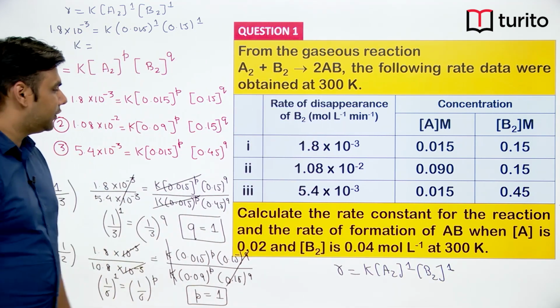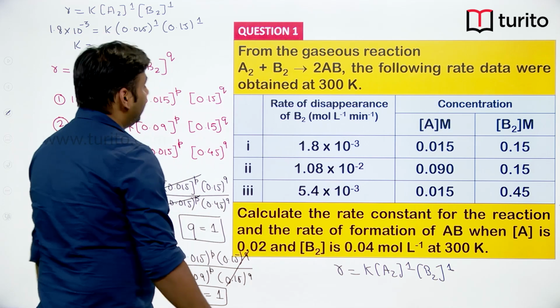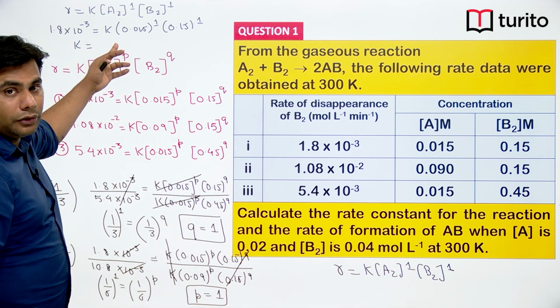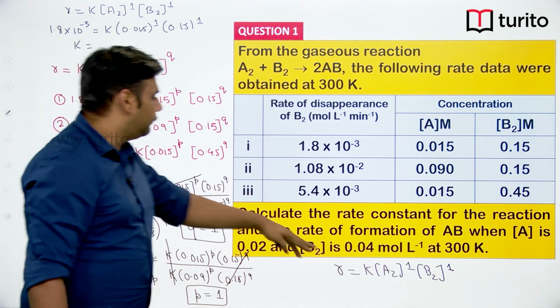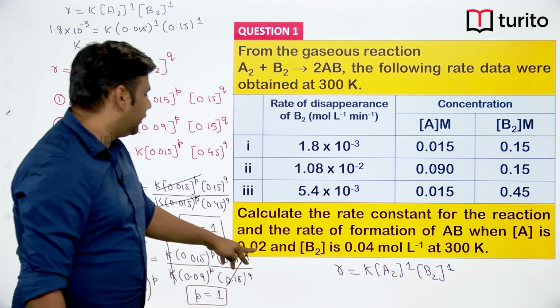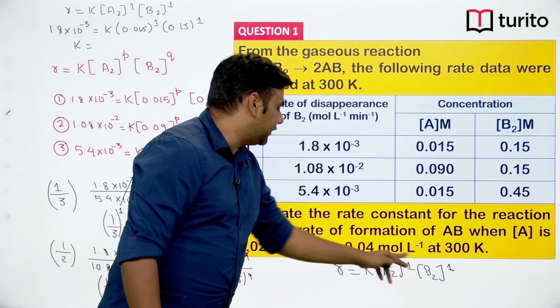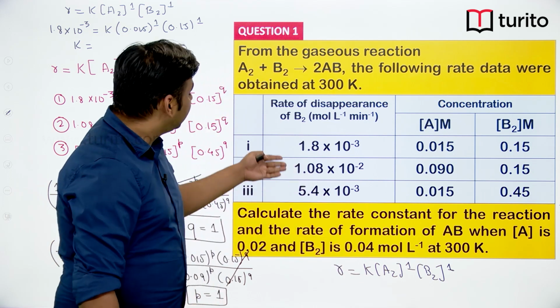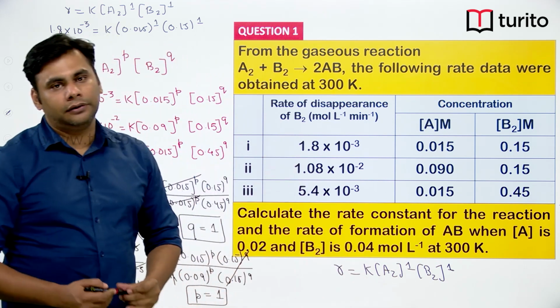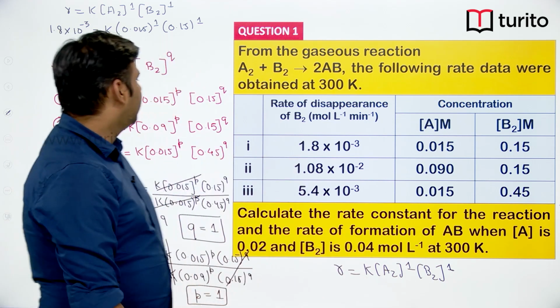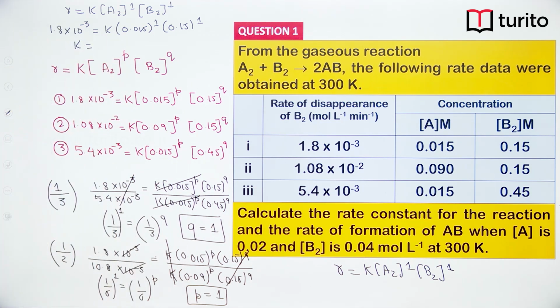Okay, because this is the rate equation, so rate of formation would be this. So we know the value of K from here. Okay, so we can calculate K from here. A2 concentration is given as 0.02, B2 concentration is given as 0.04. So you just have to put the value and multiply, and you will get the answer. Okay, so just have a look at the question. I hope this question is clear to you.